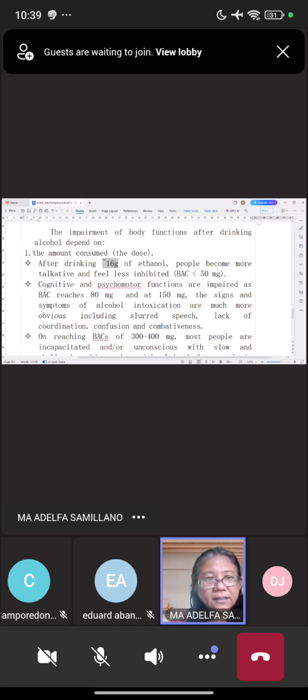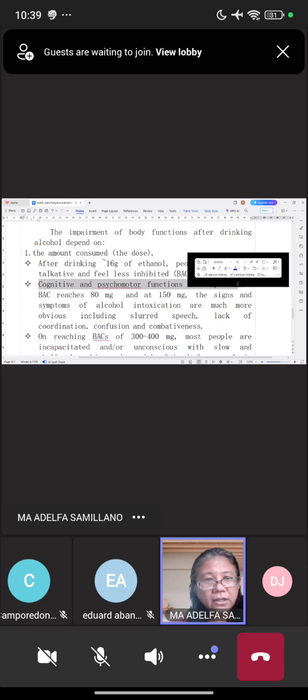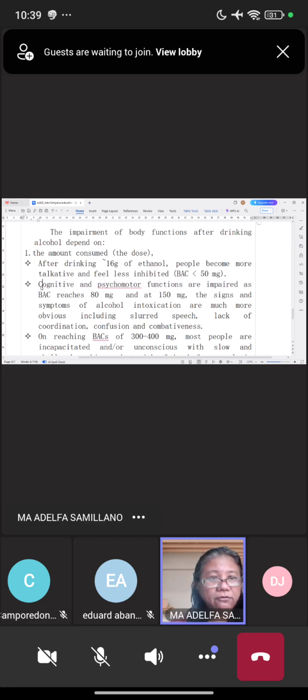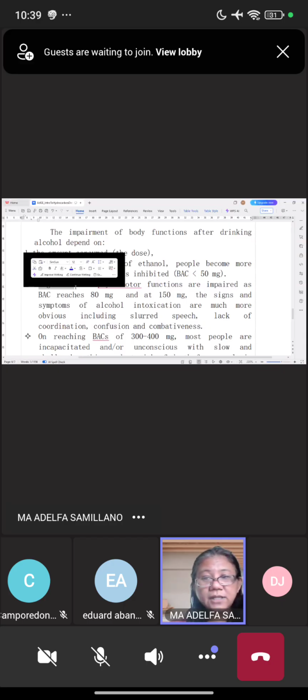Next, the second: cognitive and psychomotor functions are impaired. Cognitive is the way you think, the way you process information, the way you rationalize. That is your cognitive function.